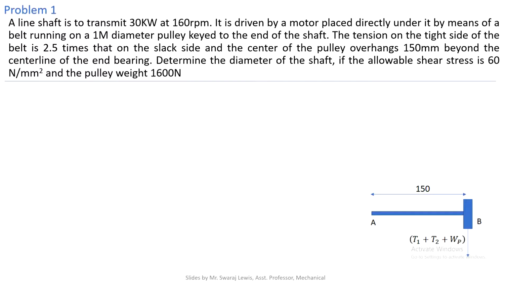Hello students, let us solve a problem on design of shaft, Module 3. A line shaft is to transmit 30 kW at 160 rpm. It is driven by a motor placed directly under it by means of a belt running on a 1 meter diameter pulley keyed to the end of the shaft.